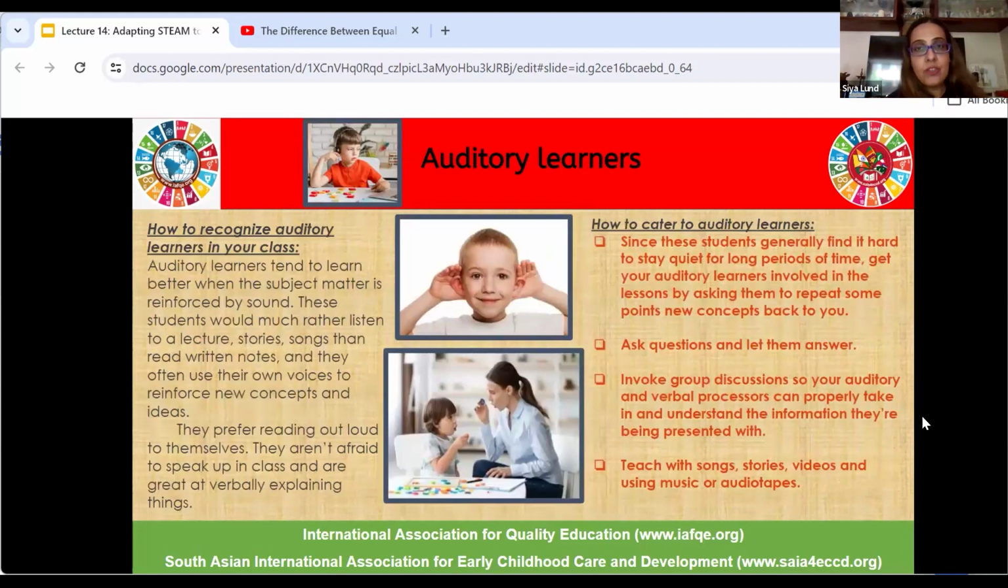Coming to auditory learners, who listen and learn best when they are listening. So how do we recognize them? Auditory learners tend to learn best when subject matter is reinforced by sound. That means, yes, if the teacher is talking, or through a song, or even a story.